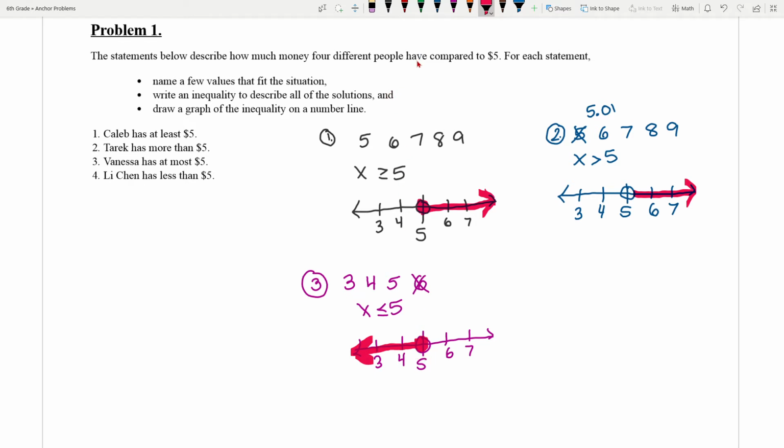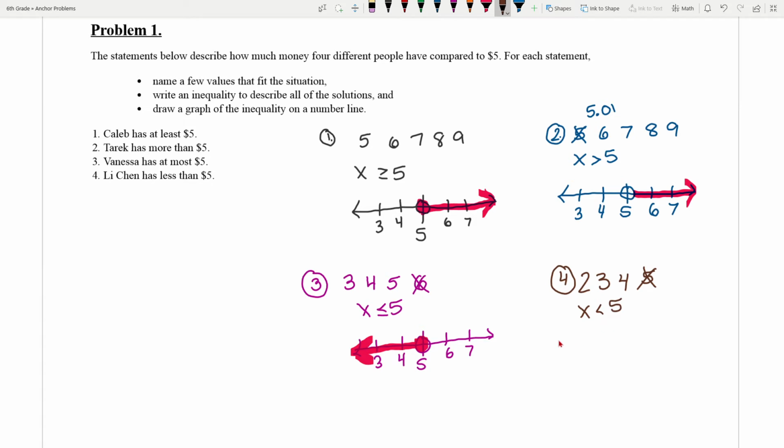And then lastly, Li Shen has less than $5. Is 5 true? Is 5 less than 5? No. What about 4? Is 4 less than 5? Yes. Is 3 less than 5? Yes. 2, 1, 0, and so on. So x is going to be less than 5.